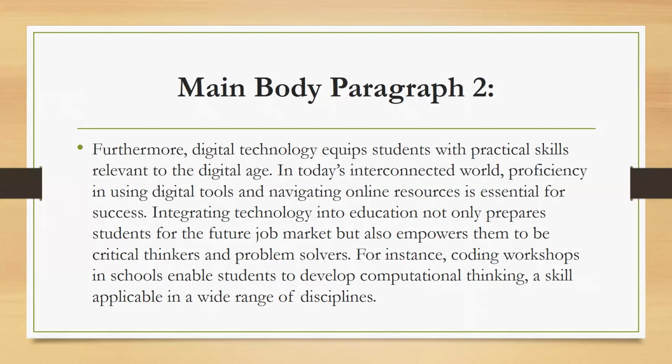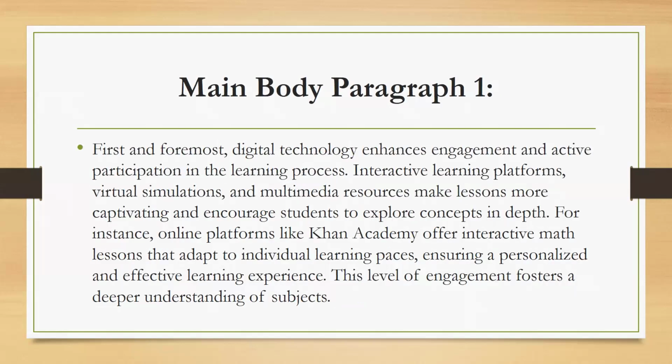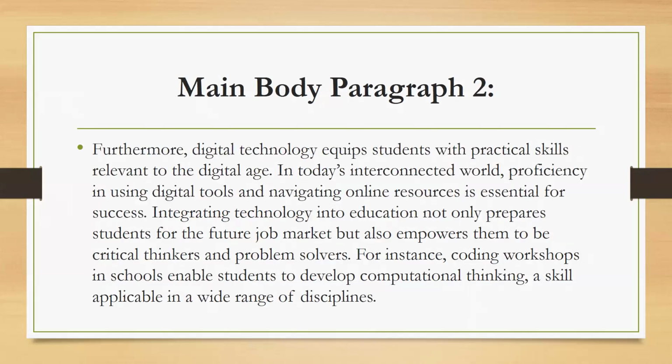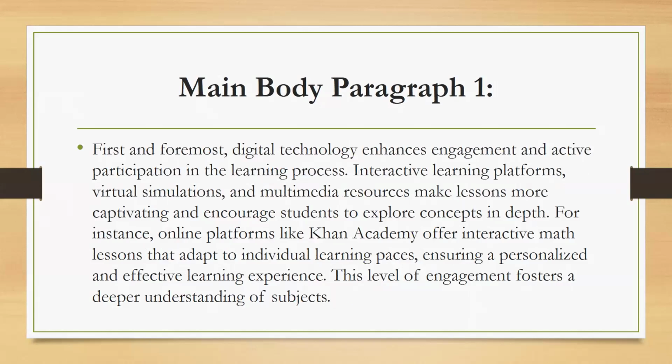So, paragraph 1 discussed digital technology enhancing engagement and active participation. Paragraph 2 talks about digital technology equipping the student for the digital age. So each paragraph takes one theme, discusses it in depth, and ends it. The next paragraph takes another theme, discusses it in depth, and ends it. The mistake most of you make is this: paragraph 1, enhancing engagement and active participation.